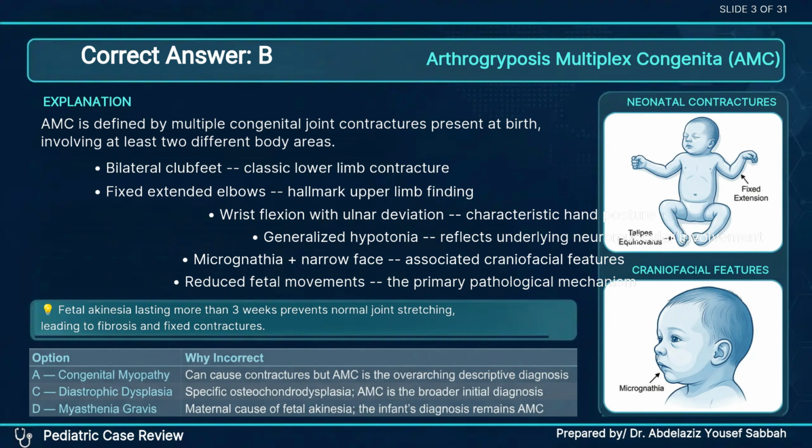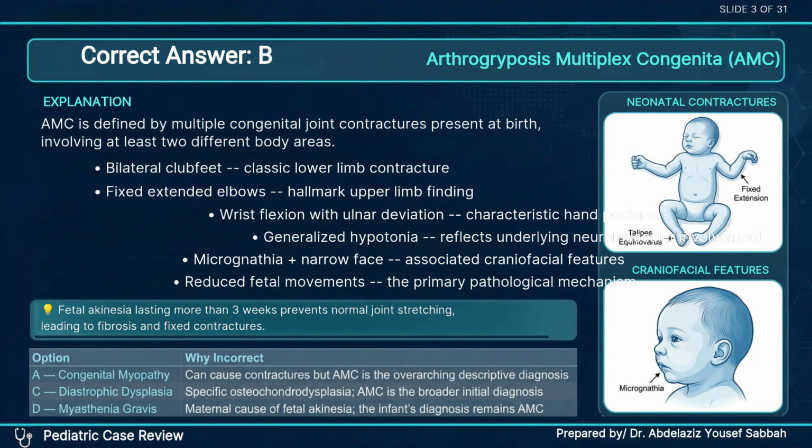Bilateral club feet represent the classic lower limb contracture. Fixed extended elbows are the hallmark upper limb finding. Wrist flexion with ulnar deviation is the characteristic hand posture. Generalized hypotonia reflects underlying neuromuscular involvement. Micrognathia and narrow face are associated craniofacial features. Reduced fetal movements is the primary pathological mechanism.